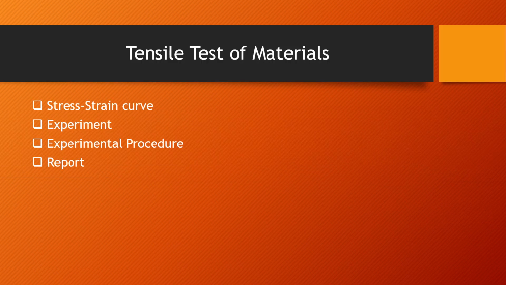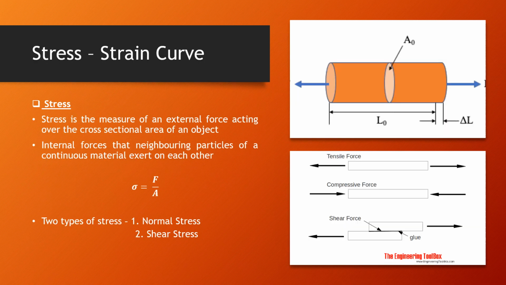In this video, we're going to be covering the tensile test of materials. The main aspects are going to be the stress and strain curve, the experiment, the experimental procedure, and the report. The main objective of this experiment would be producing a stress and strain curve for different materials or different objects.